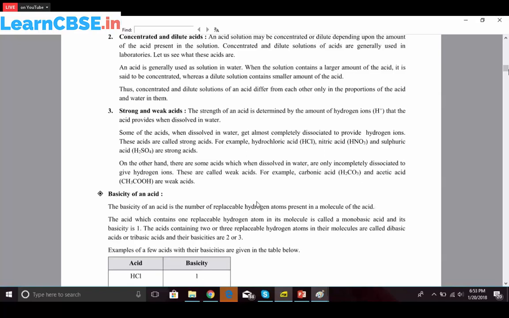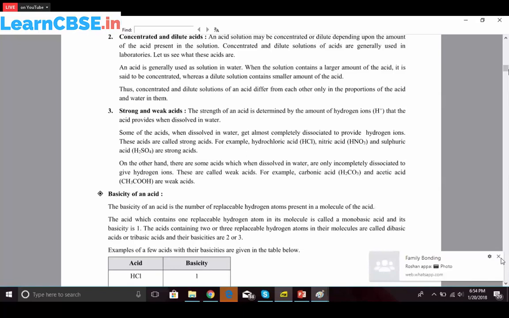For example, HCl, HNO3, and H2SO4 we call very strong acids. Suppose we take 100 molecules of HCl. When dissolved in water, we will get 100 H+ ions as well as 100 Cl- ions.